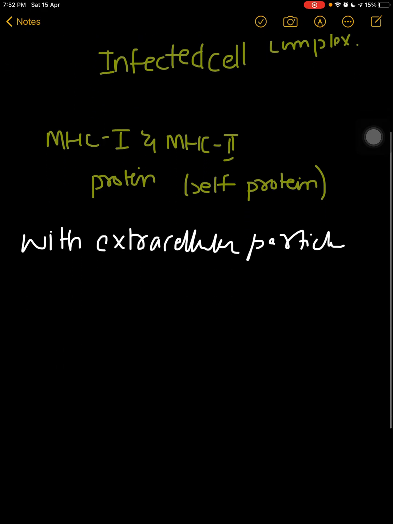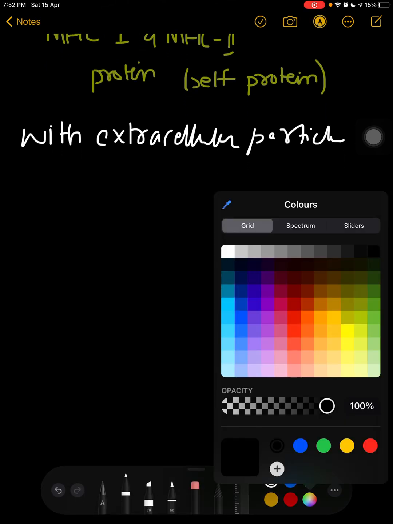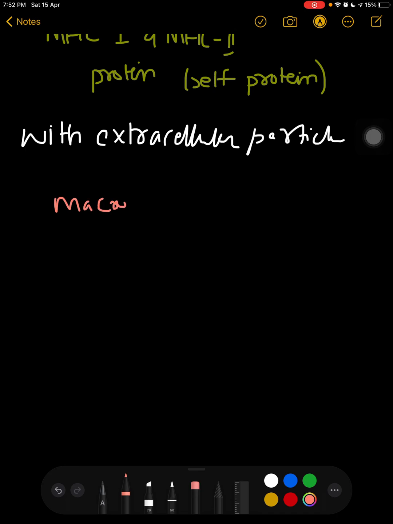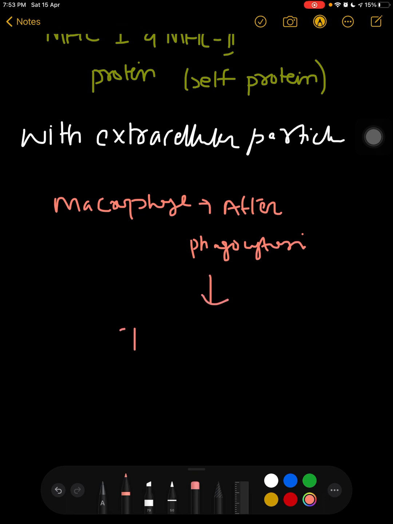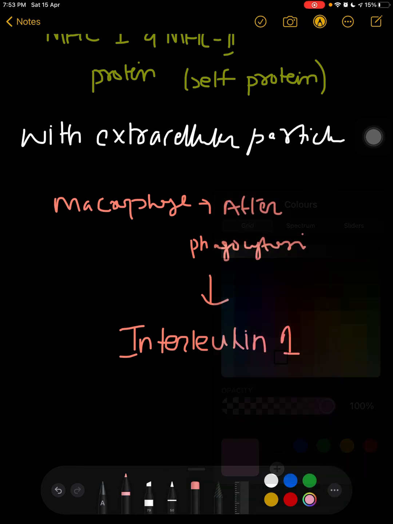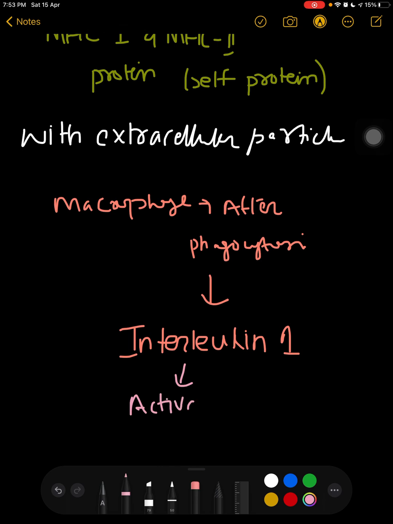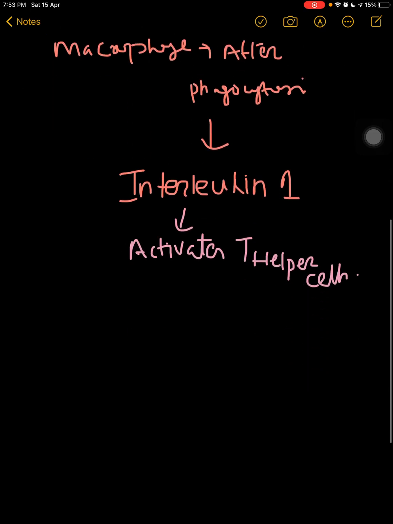So now let's talk about the T cells. As I have discussed before as well, when the macrophage, after phagocytosis, releases interleukin 1 as well as some other compounds which include glycoprotein, interferons and other types of enzymes, this interleukin 1 basically activates T helper cells.